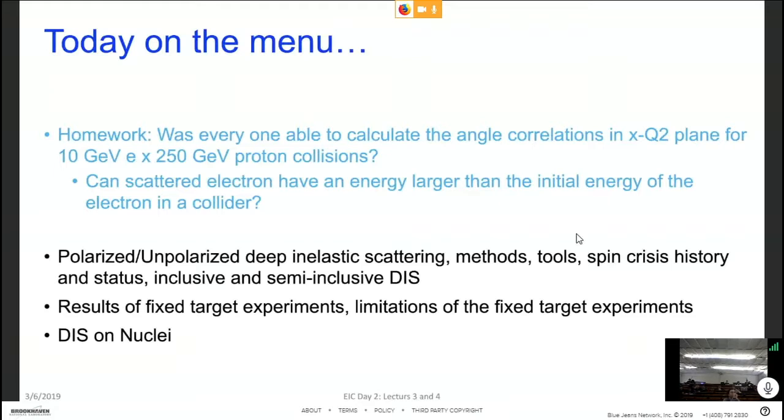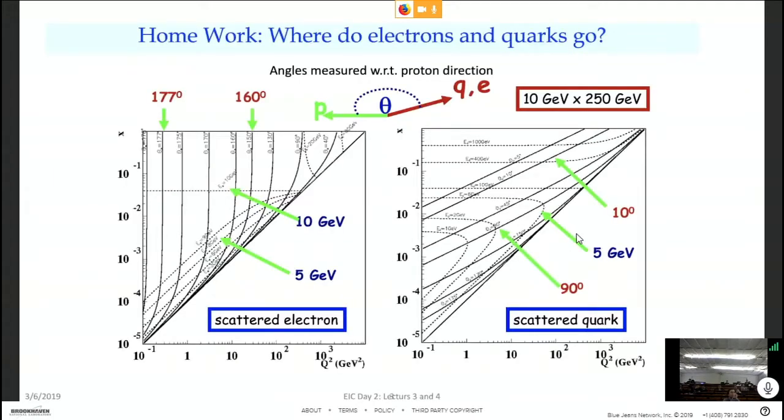I had asked you to consider a calculation on the x-q squared plane, the collisions of 10 GeV electrons on 250 GeV protons. That is what is shown here. The only thing I have changed in this plot, for historical reasons, is that I plotted q squared on the x-axis, just inverting the figure that you have seen so far. So x is on the y-axis here and q squared is on the x-axis. Other than that, all the physics that we discussed so far is the same.